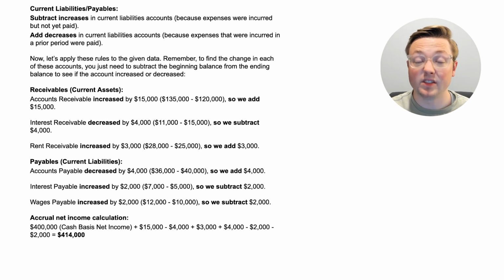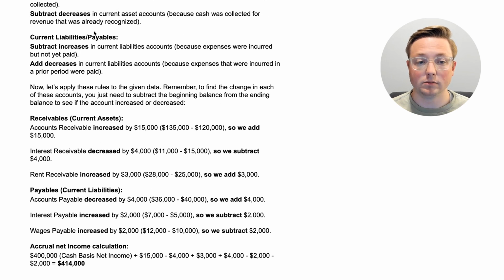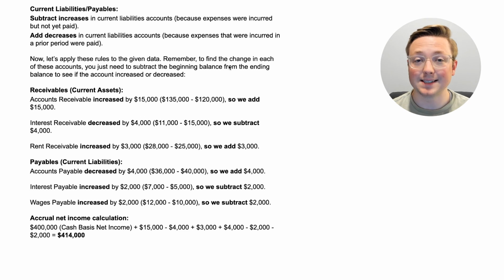I know at the beginning of the video, in the first question, we were talking about adding ending AR and subtracting beginning AR, but then you subtract ending AP and add beginning AP. A little bit confusing. I think this is a little bit easier of a way to think about it based off of the rules we just talked about up here above. So again, I think this is the easiest way to do it.